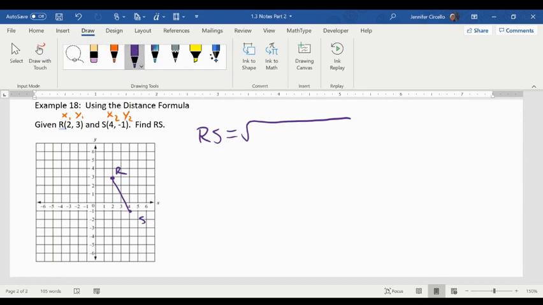Okay, so according to what we have, our distance formula says to do x2 minus x1, so that'll be 4 minus 2 squared. And then y2 minus y1 will be negative 1 minus 3 squared. Okay, using order of operations, please excuse my dear Aunt Sally. You want to do parentheses first. So 4 minus 2 is 2, and negative 1 minus 3 is negative 4.